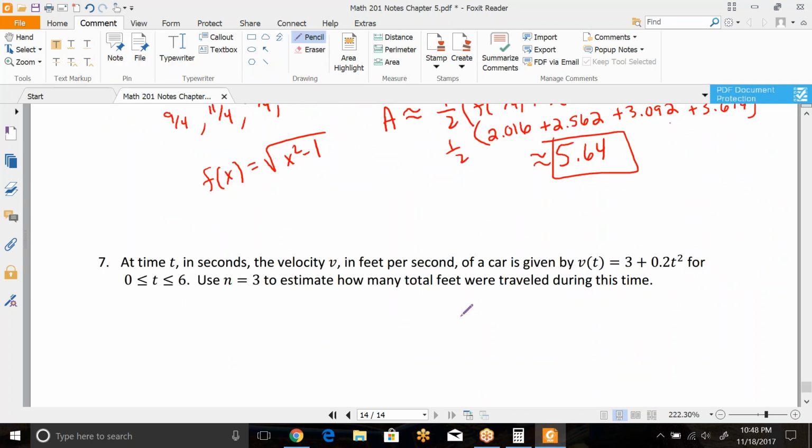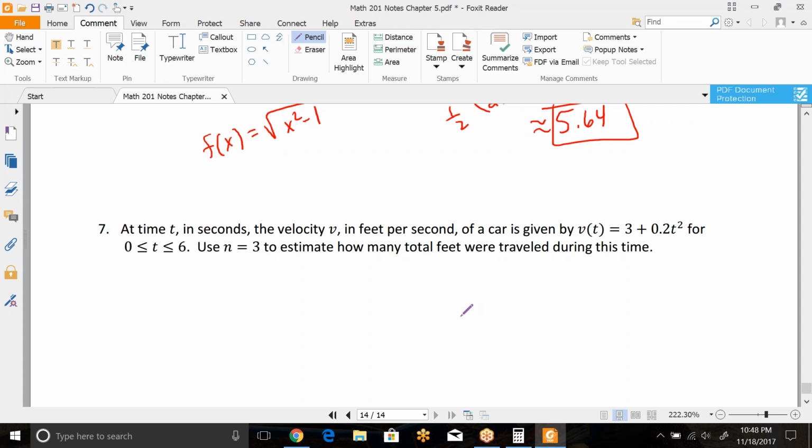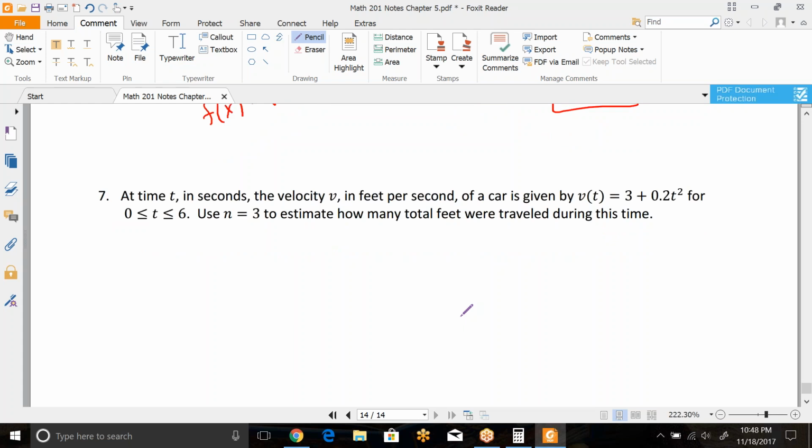So let's look at our very last one. This one's an application, but it's the same thing. It says at time t in seconds, the velocity v in feet per second of a car is given by v of t equals 3 plus 0.2 t squared for 0 to 6. So notice we're on a closed interval. That means we're probably doing a definite integral. Use n equals 3. So now they've given me an n, which means we're doing the midpoint rule. We're doing the rectangles.